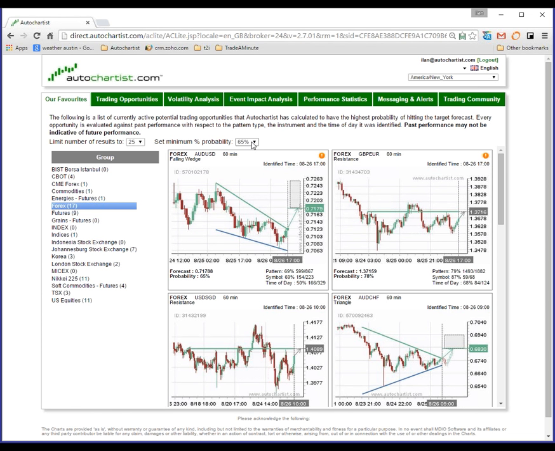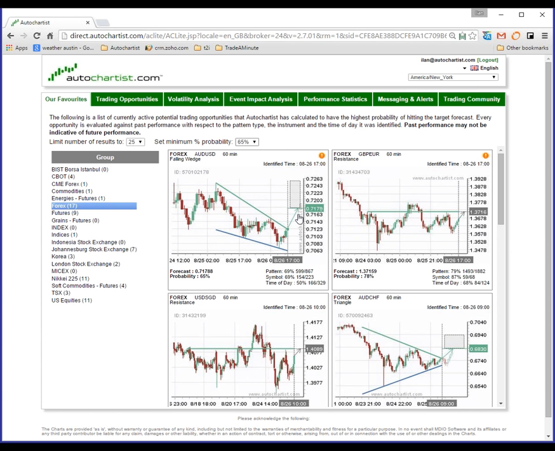I was delighted when we created this Our Favorite section, which basically takes the trading opportunities, merges them together with our performance stats, and creates this Our Favorite section, which is basically the top trading opportunities we have on the market right now, based on the minimum probability of success.